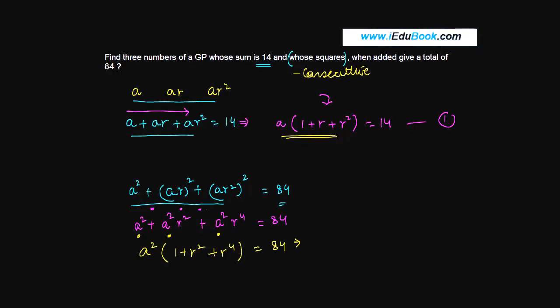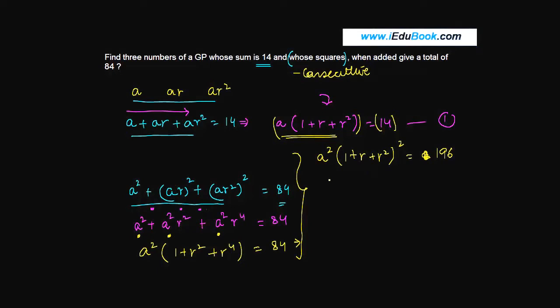It seems there is no way through which I can get through this. So should I try something different? Should I do a square of this equation? If I do that, what do I get? I get a square into 1 plus r plus r square whole square is equal to 14 square. 14 square is how much? 196.